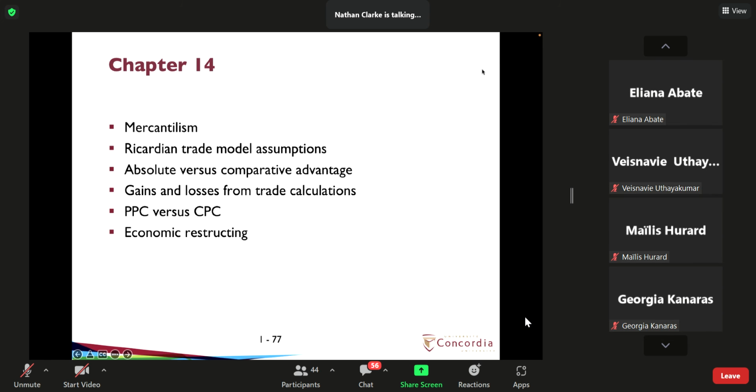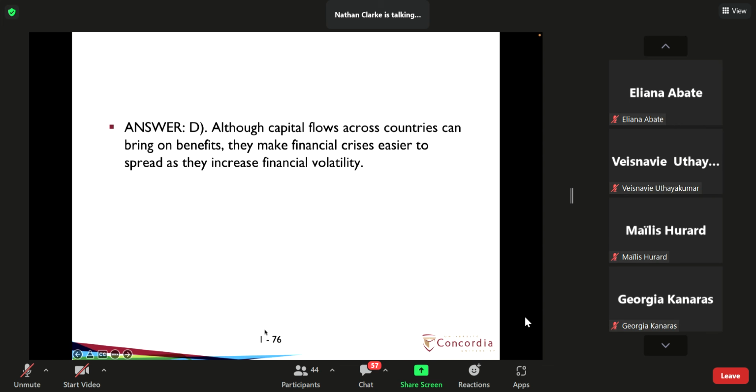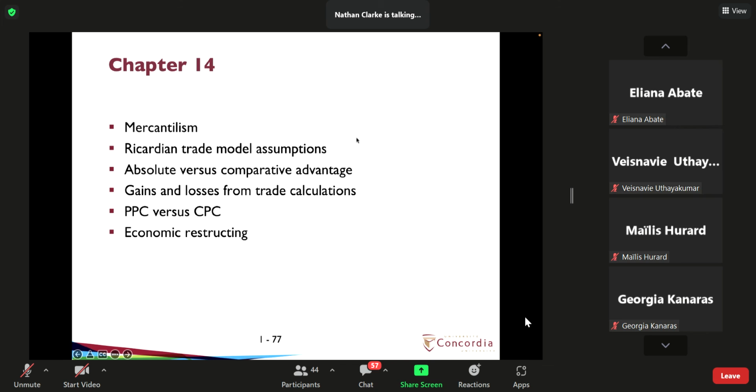So that was 13. Now we have chapter 14. So chapter 14, like we just covered it earlier today. The main thing you want to know here is the gains and losses from trade calculations. Yeah, you want to see D? There you go. So the main thing from chapter 14 and something that I'm pretty certain that you'll have a question on, a long answer question on, is gains and losses from trade calculations. I think that's a very important part of the chapter and probably a big part of the exam.